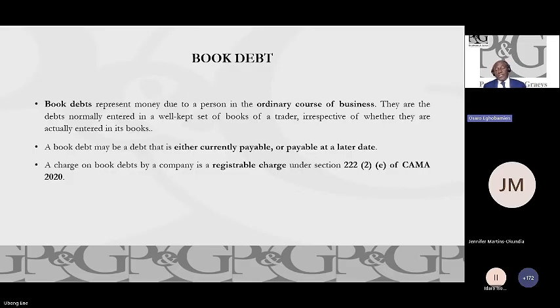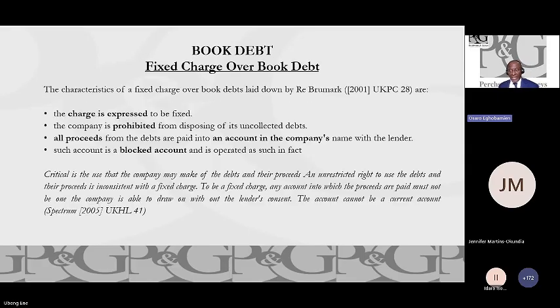The charge on book debts is registrable, and I don't think any bank will fail on that. Usually it will be incorporated in the debenture. That's a very interesting point, and you will see the failing when you do that. Go to the next slide.